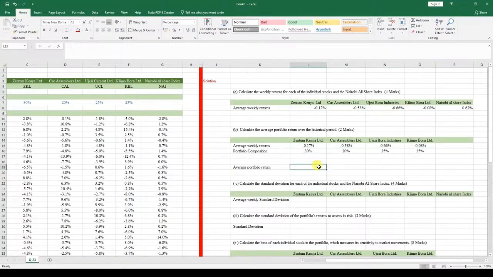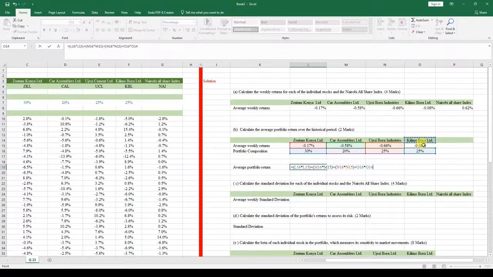How do we get the average portfolio return? We pick plus, we open the brackets, that value times the average weekly return plus that value times that value, close the bracket, the portfolio composition multiplied by the average weekly return, close the bracket, and then we add finally the portfolio composition for Kilimo Bora, and we multiply that with the average weekly returns, like that. Close the bracket, and we enter.